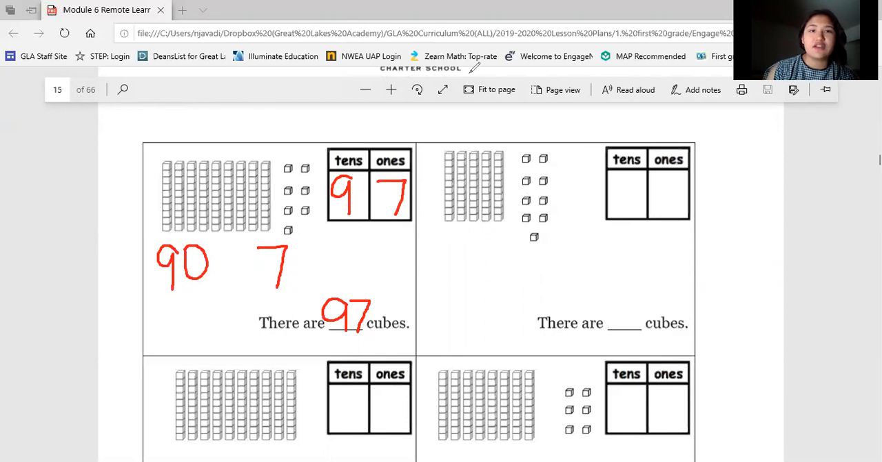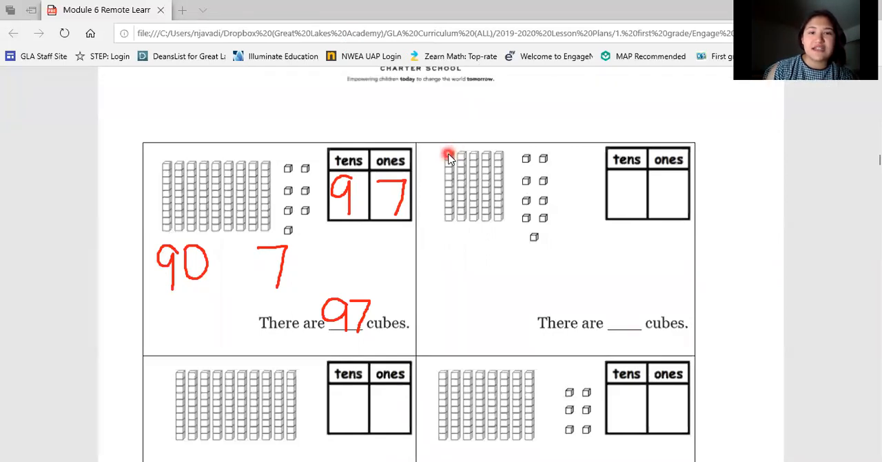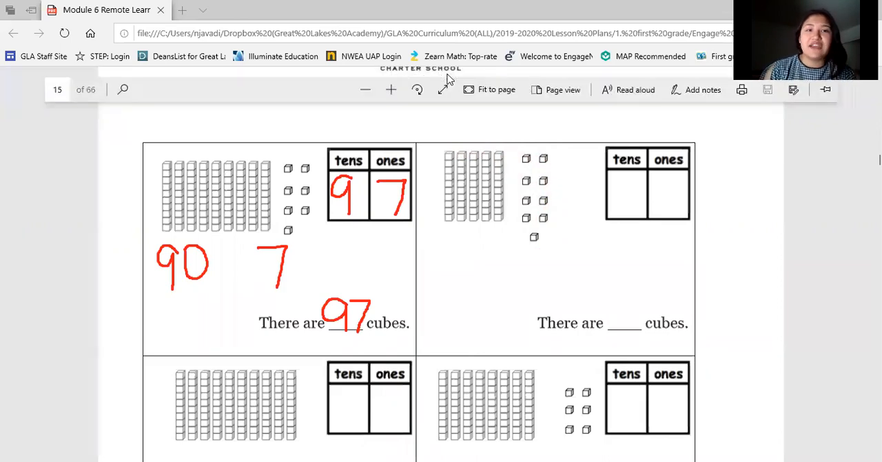Now let's do the other one. We're going to count all our cubes first. So we count 10, 20, 30, 40, 50. Keep that number in your head. 51, 52, 53, 54, 55, 56, 57, 58, 59. So we know that we have a total of 59.